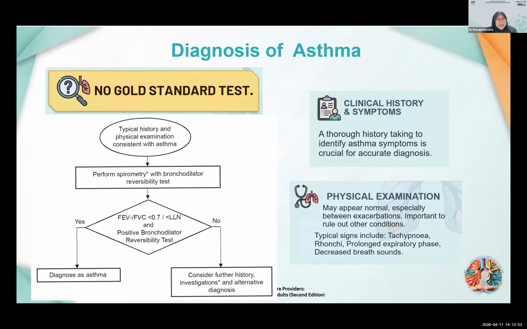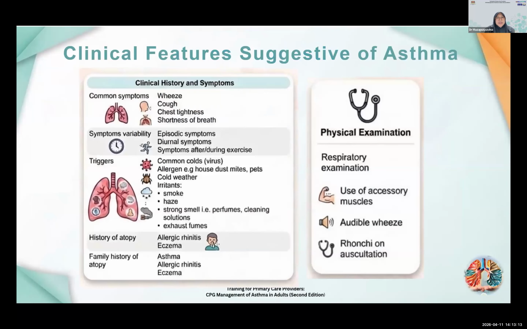So if the FEV1, the forced expiratory volume at 1 second, over the full vital capacity is less than 0.7 or less than the lower limit of normal, the patient is diagnosed as asthma. Okay. If it's not, then you consider further history, investigation and alternative diagnosis.